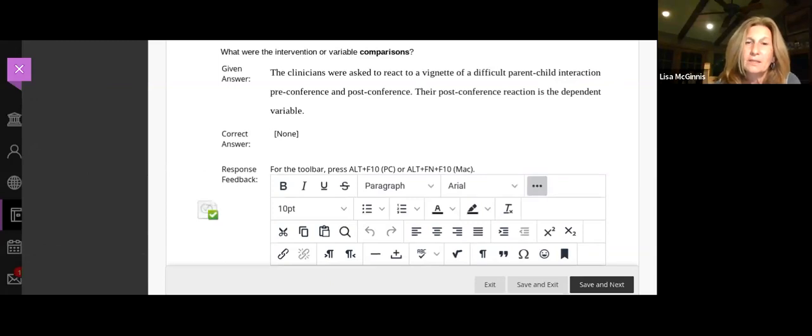And then what is the comparison? The clinicians were asked to react to a vignette of difficult parent-child interaction pre-conference and post-conference. The post-conference reaction is the dependent variable. So this is what was being measured. The pre-conference parent-child interaction information and the post-conference parent-child interaction information from those two interviews. This is what was being compared.